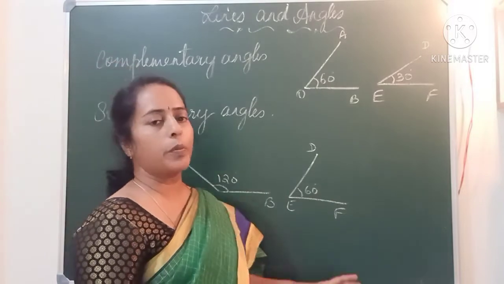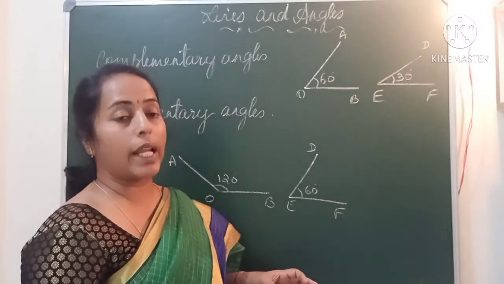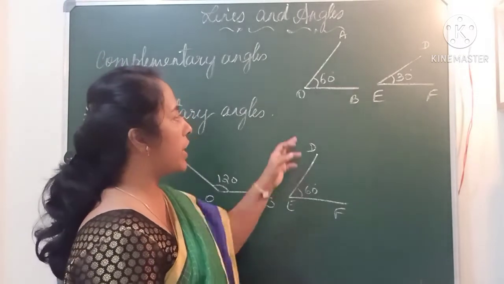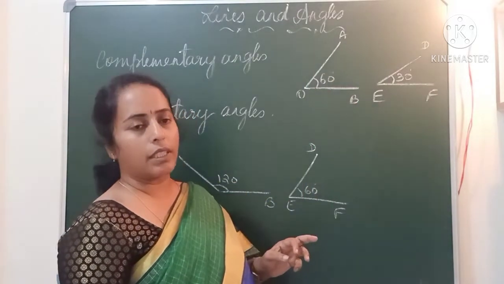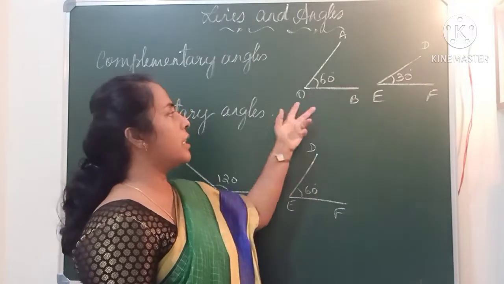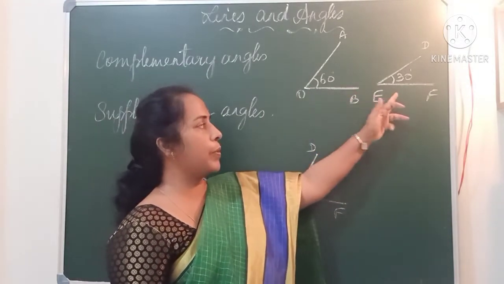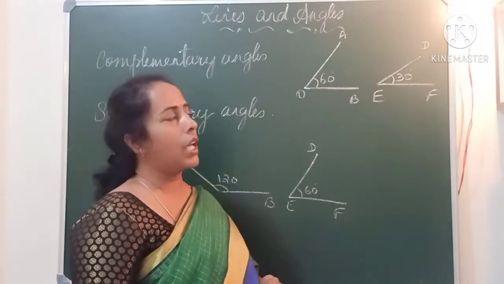What do you mean by complementary angles? If the sum of two angles is equal to 90 degree, those two angles are said to be complementary. For example, angle AOB is 60 degree, angle DEF 30 degree. The sum of these two gives what? 90 degree. Then each is said to be the complement of the other. So here AOB is the complementary angle of DEF, and DEF is the complementary angle of AOB.